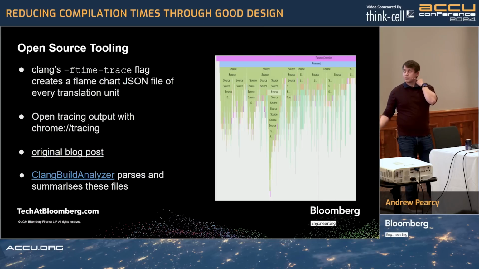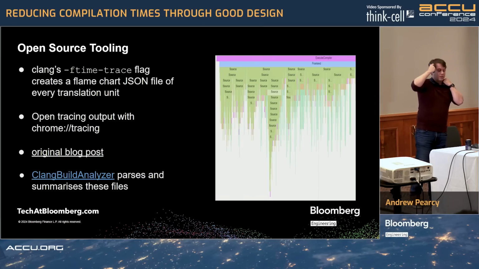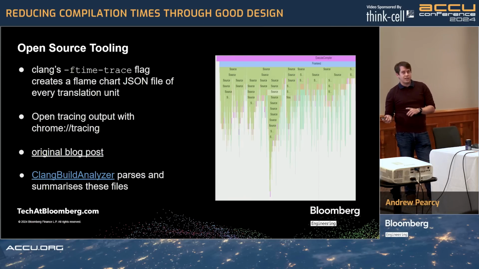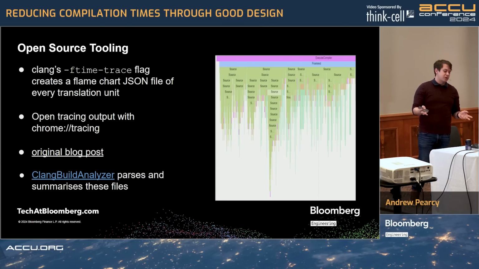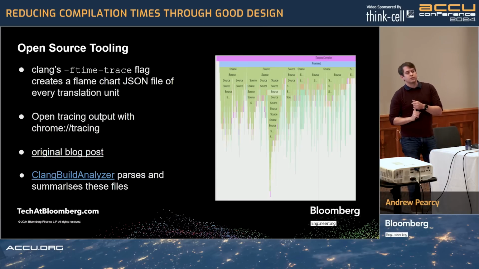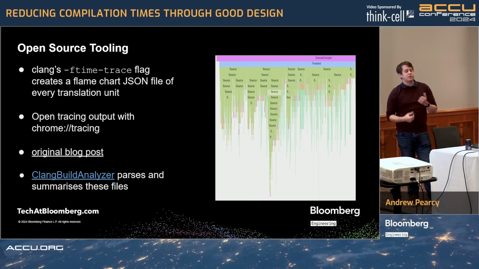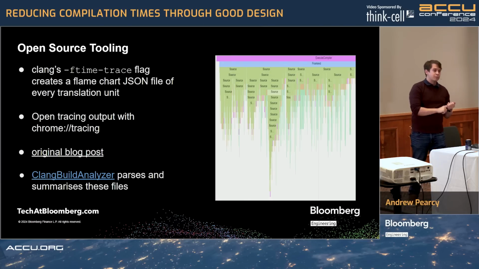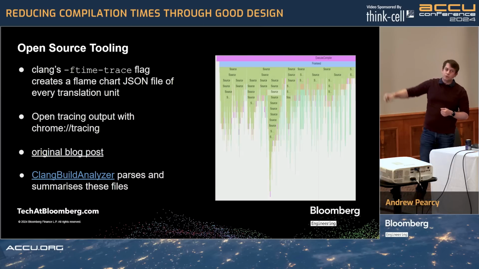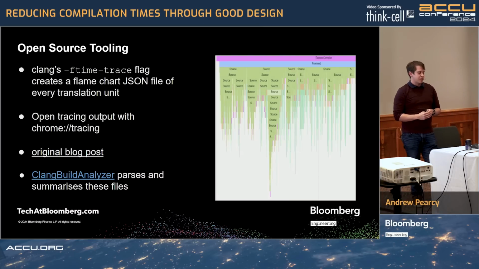And how do we do that? There's open source tooling. So Clang's -ftime-trace flag is what we relied on heavily for this. And what it does, it will create a flame chart JSON file of every single translation unit in your build. And as you can see on the right-hand side, you can actually see how that is expanded. You can see which headers it's pulling in, what headers those are pulling in, all the way down to the actual function instantiations through that tree.